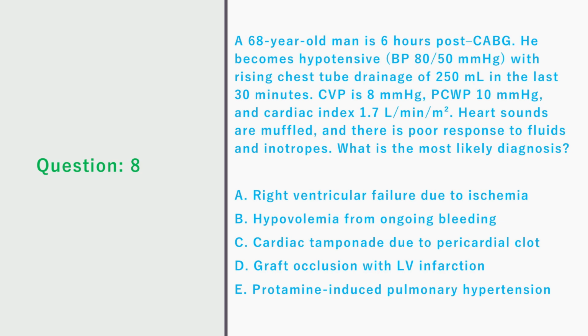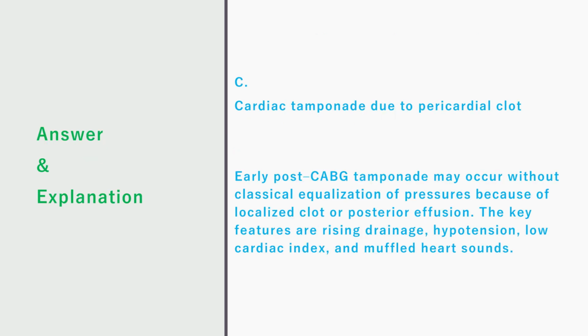A. Right ventricular failure due to ischemia. B. Hypovolemia from ongoing bleeding. C. Cardiac tamponade due to pericardial clot. D. Graft occlusion with LV infarction. E. Protamine-induced pulmonary hypertension. Correct answer is C. Cardiac tamponade due to pericardial clot.